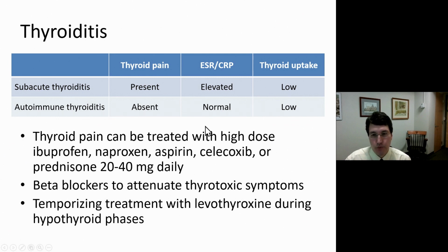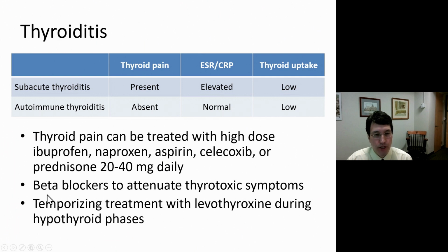And this can be managed with high doses of ibuprofen, naproxen, aspirin, celecoxib, or if NSAIDs and aspirin are not effective, then we often have to consider treatment with prednisone at doses of 20 to 40 milligrams daily. Tends to work very quickly and is very effective, but when you try to taper this down, thyroid pain often recurs, and then patients get in cycles of having to resume higher doses.